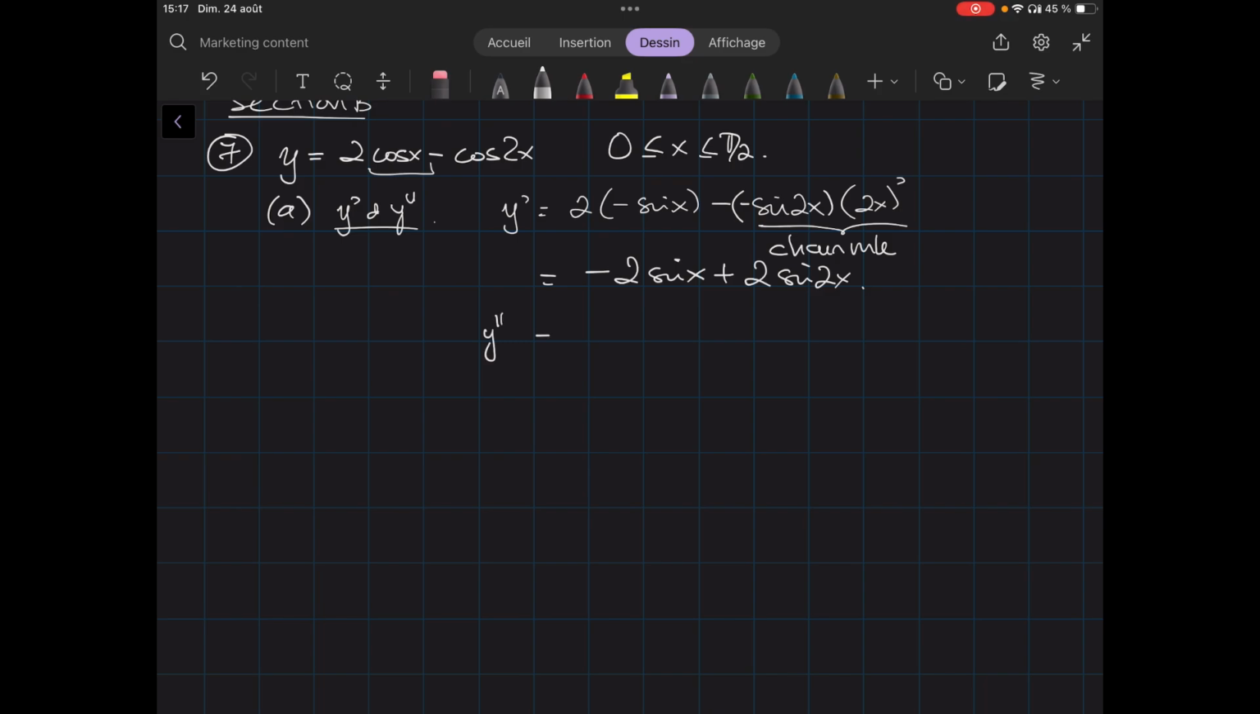Differentiate this a second time. The derivative of sine of x is cos of x. The derivative of sine of 2x is cos of 2x times the derivative of 2x. So you would get negative 2 cos of x plus 4 cos of 2x.